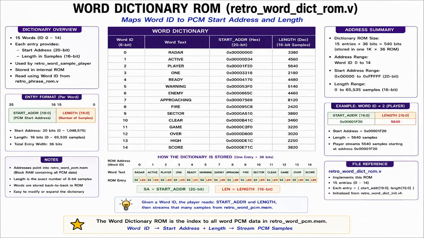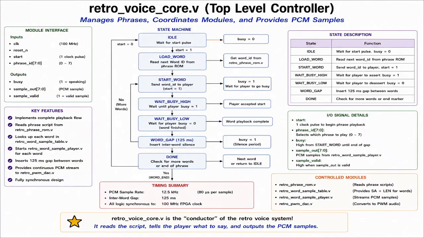The word sample table tells the player exactly where that word begins inside the PCM memory and how many samples belong to it. This approach avoids storing duplicate audio and makes expanding the vocabulary much easier. When the player receives a word ID, it simply looks up the starting address and sample length before beginning playback. This is the controller for the entire speech engine.